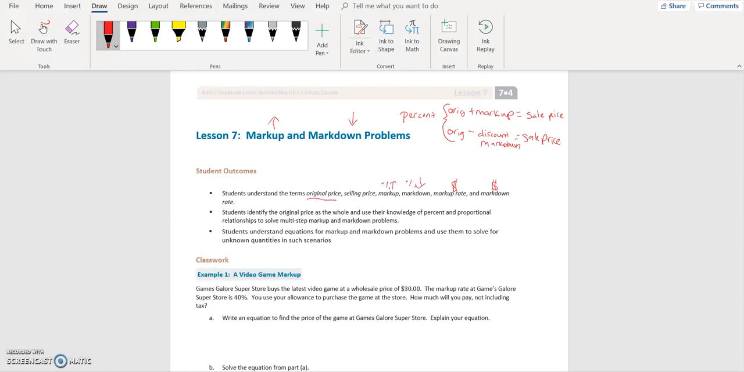Students identify the original price as the whole. So when we say original here, that's the whole, so that's going to be your 100%. So your original is your 100%. And use their knowledge of percent and proportional relationships to solve multi-step markup and markdown problems. Students understand equations for markup and markdown problems and use them to solve for their unknown quantities in such scenarios.